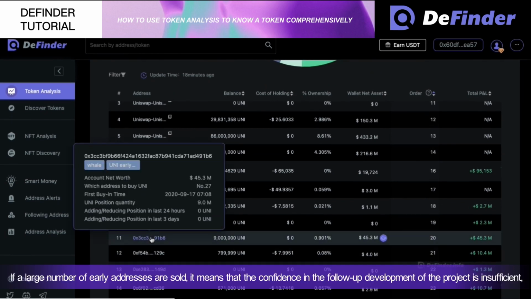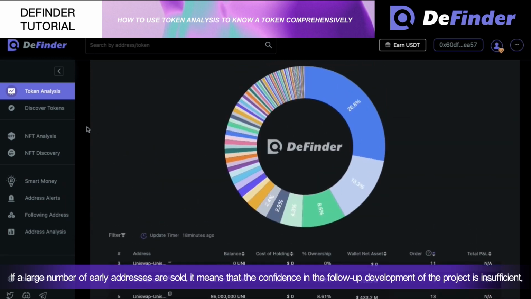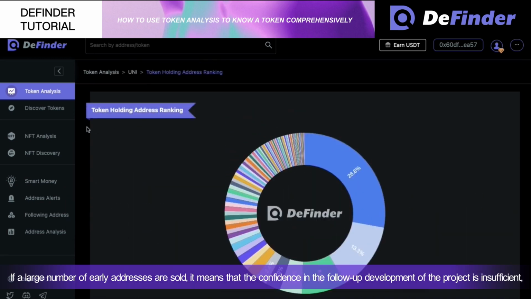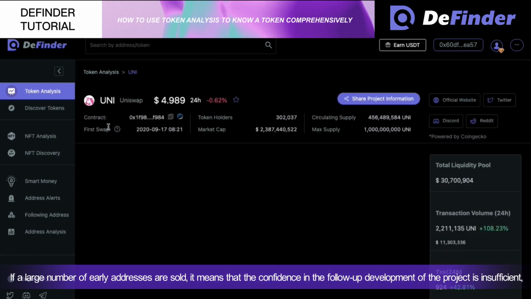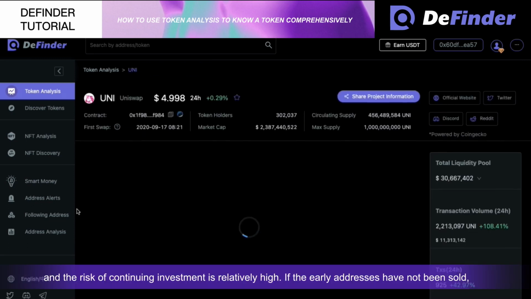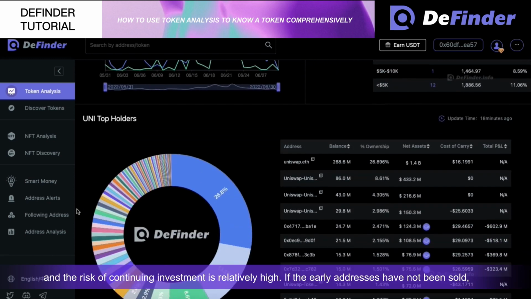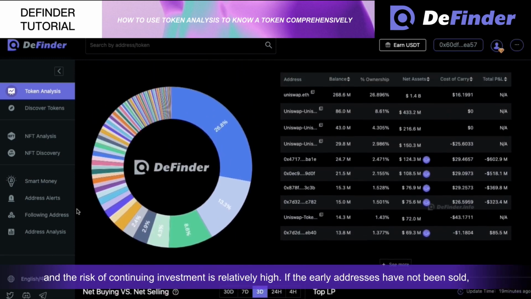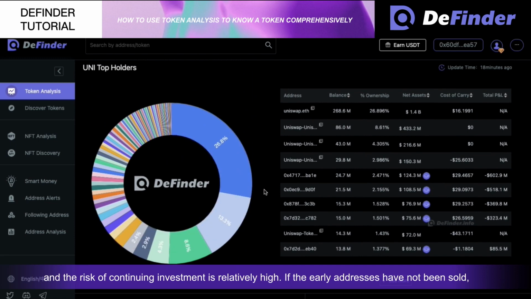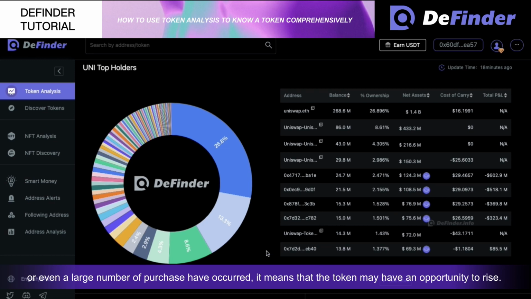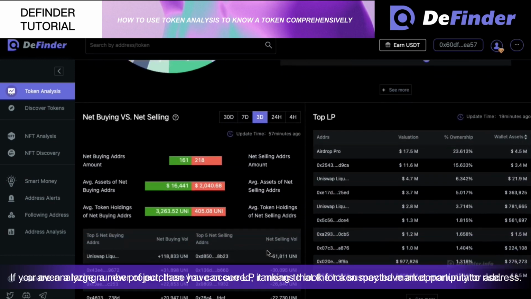If a large number of early addresses are sold, it means that the confidence in the follow-up development of the project is insufficient, and the risk of continuing investment is relatively high. If the early addresses have not been sold, or even a large number of purchases have occurred, it means that the token have many opportunity to rise.